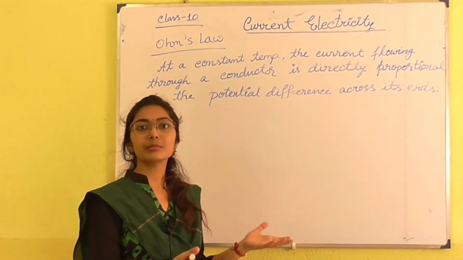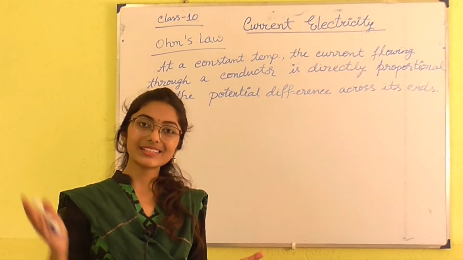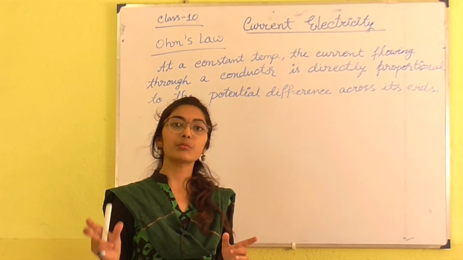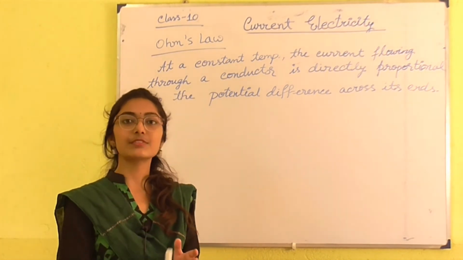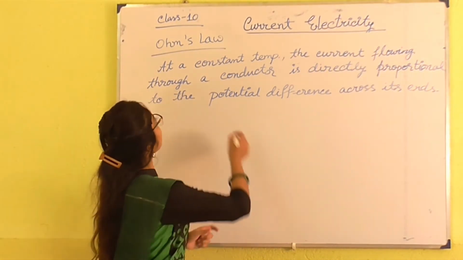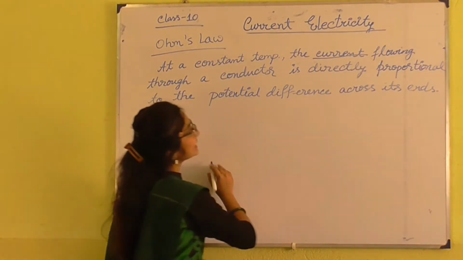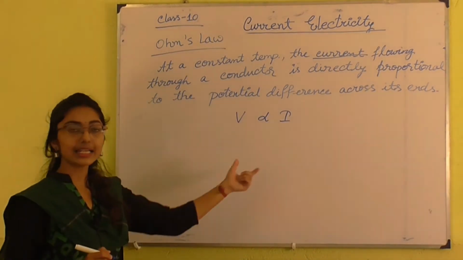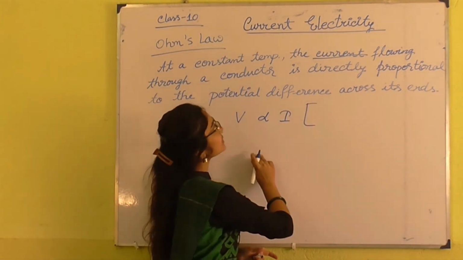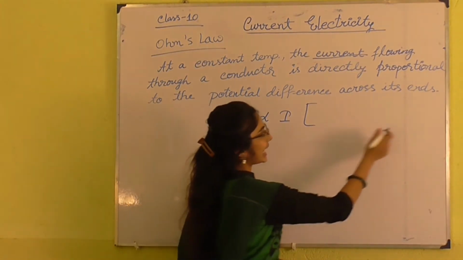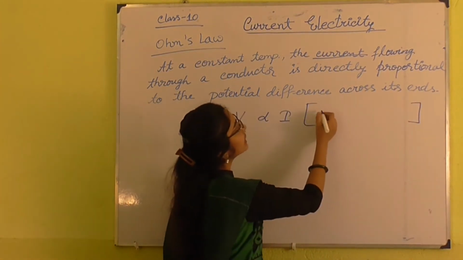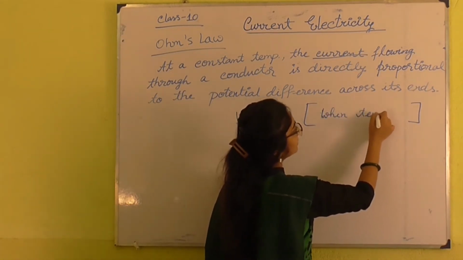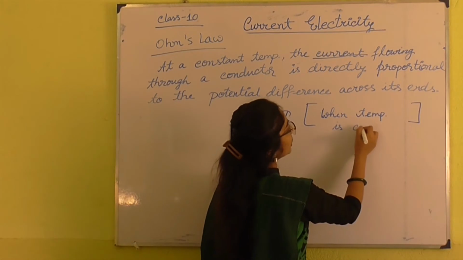Not only a conductor, it can be an electric circuit also. So there are two ends of an electric circuit, positive and negative. There is always a potential difference V, and this V is proportional to the current flowing in the conductor, that is I. V is proportional to the current I when the temperature is constant. So in brackets you have to mention this: when temperature is constant.